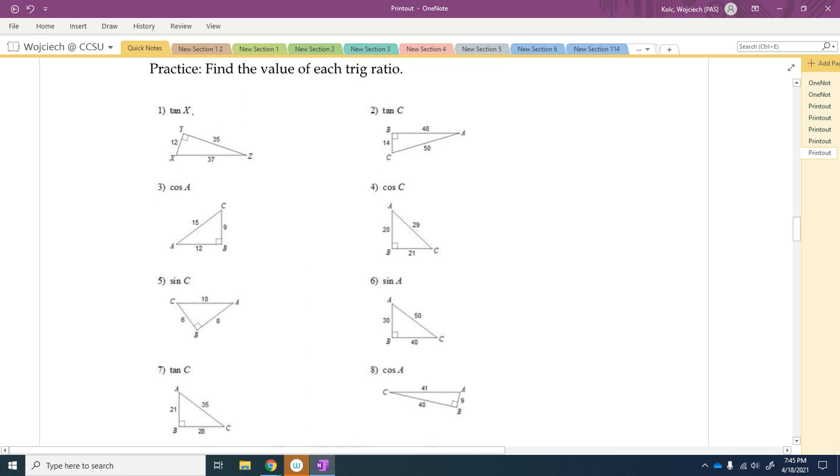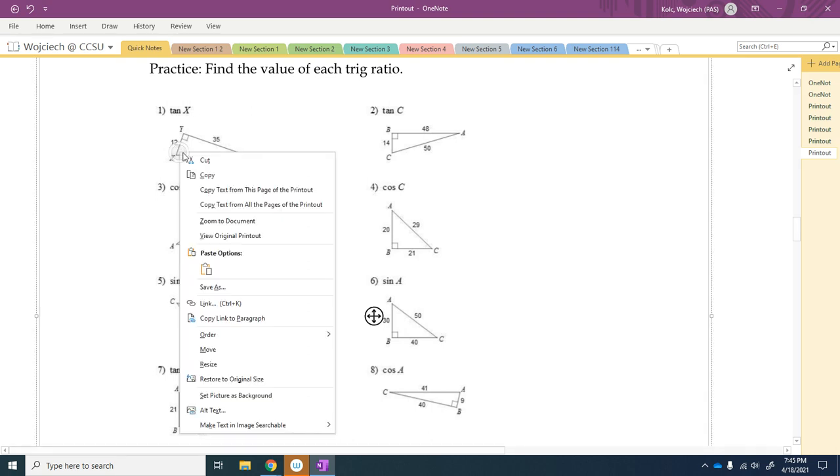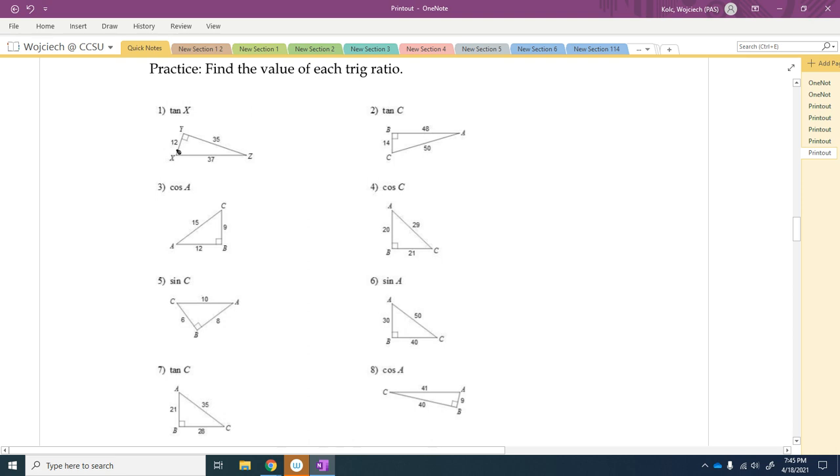So question number 1 is tangent of angle x. So right now, I am sitting over here. Okay? So this is where I am. And please remember, tangent, by definition, is opposite leg over adjacent leg. Okay, so the opposite leg would be 35. And adjacent leg is 12. So the answer is 35 over 12.